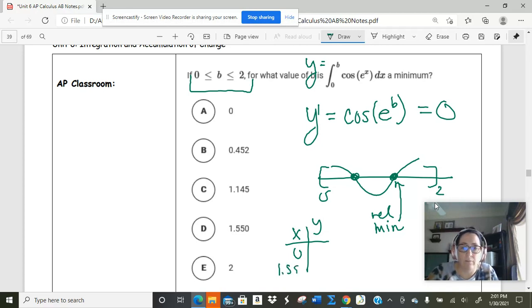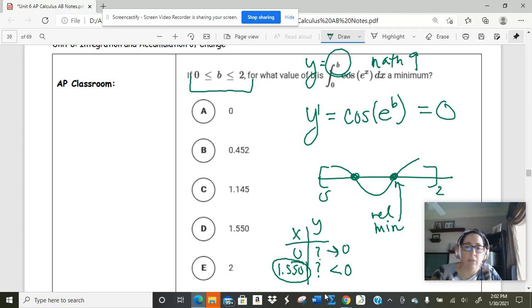I got it to be 1.550. Plug them in right here. So go to Math 9 and see which one gives you the smallest number. I got the smallest number to occur here when I plugged them in. Make sure you get the same thing. This one gives me a 0, and this one gives me a value less than 0.